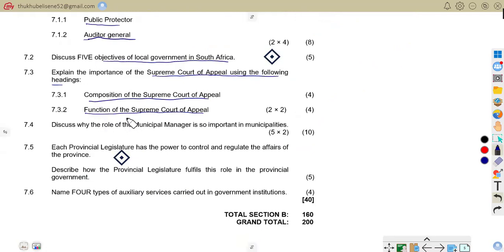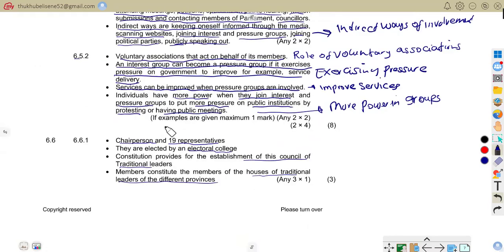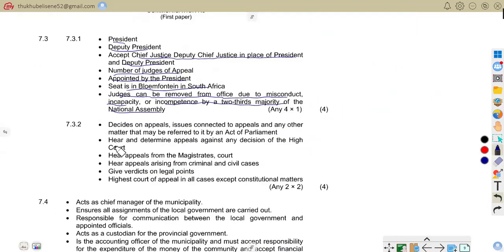Now we want to know the functions of the Supreme Court of Appeal. They decide on appeals, issues connected to appeals, and any matter that may be referred to it by an Act of Parliament. They also hear and determine appeals against decisions of the High Court, and hear appeals from the Magistrate Court, arising from criminal and civil cases. They also give verdicts on legal points. They are the highest court of appeal in all cases except constitutional matters.